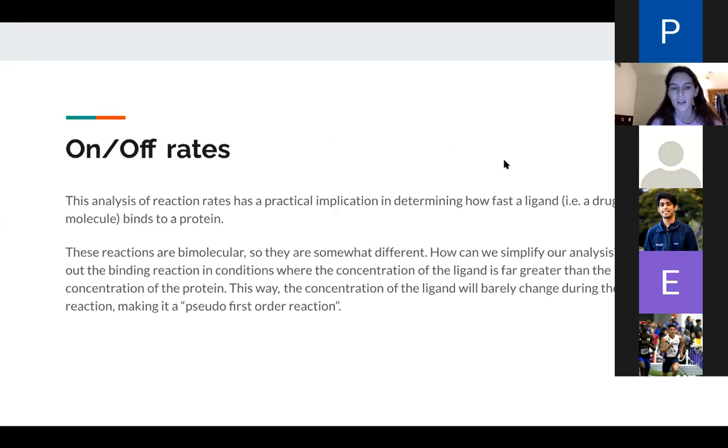And so to do that, we need to carry out the binding reaction in conditions where the concentration of the ligand is much greater than the concentration of the protein. And so if you think about it, if there's way more ligand and very little protein, even throughout the entire course of the reaction, the concentration of the ligand will barely change. And so this makes it a pseudo first order reaction and allows us to simplify our analysis.